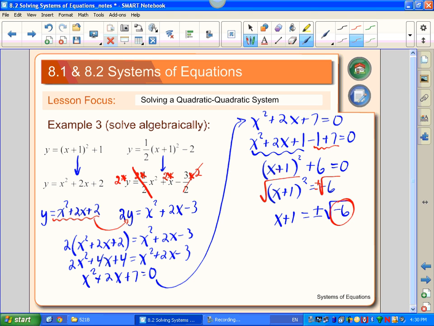Taking the square root of a negative, therefore, no real roots. So no real solution. So algebraically, if it's a no solution, you're not going to be getting that real number.